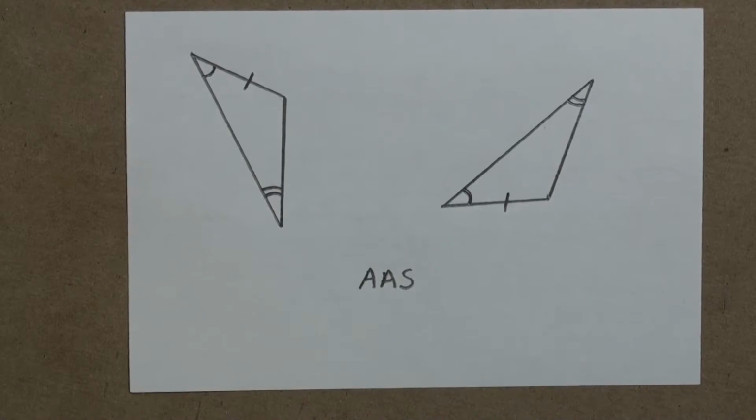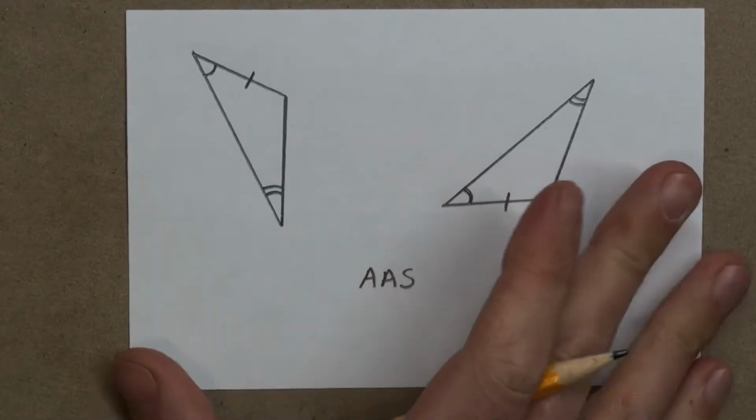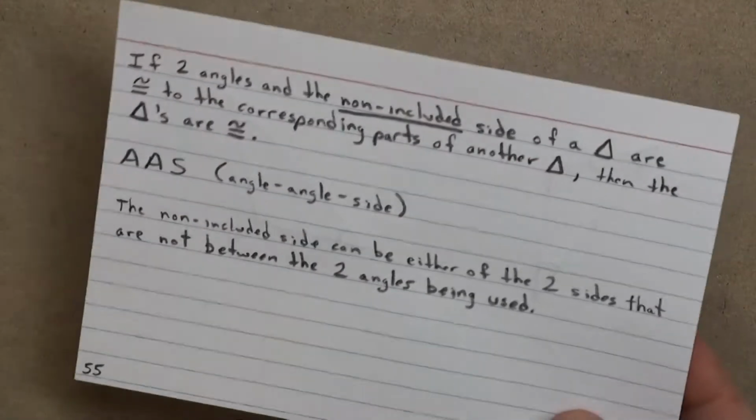Okay? Now, there's one more of these congruence possibilities or methods. That was the fourth out of 5. So let's now do the 5th one. Let me just sharpen my pencil. Alright, so that was card 55. We're on 56.